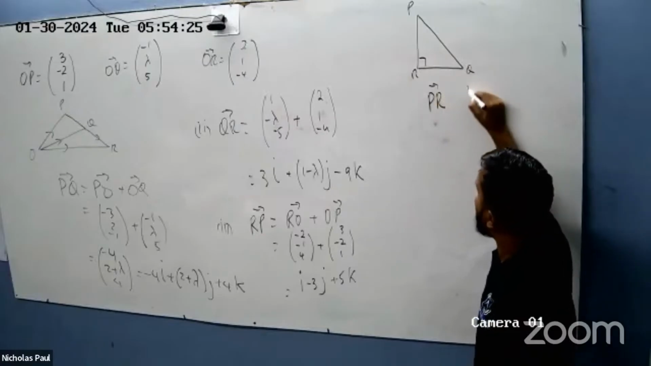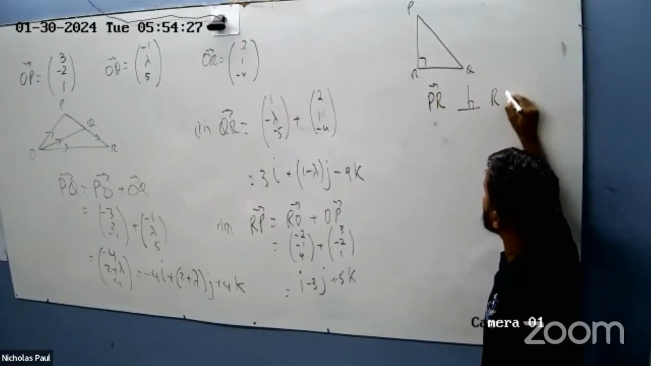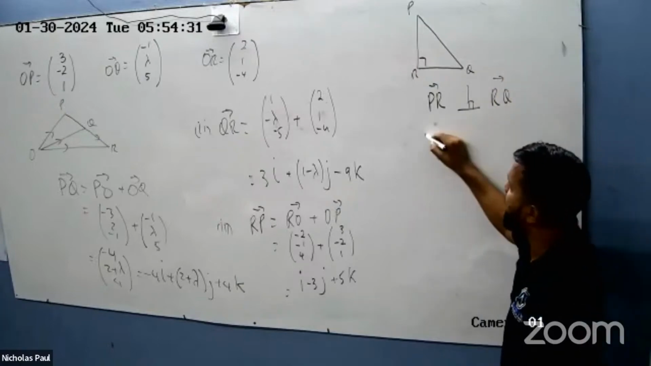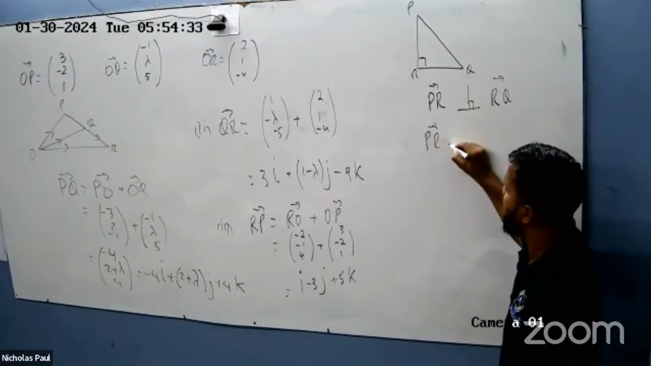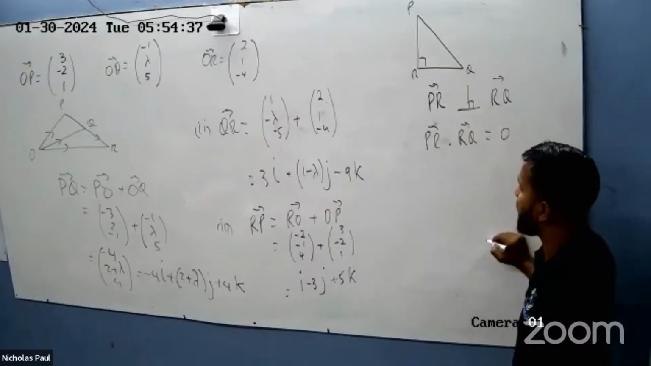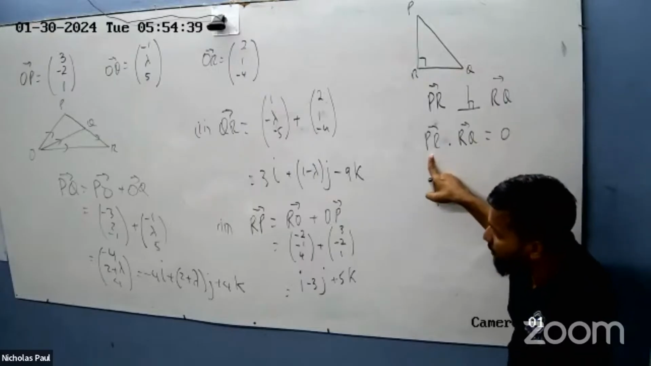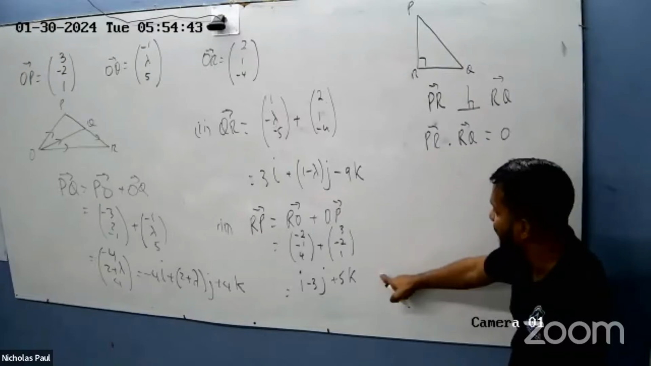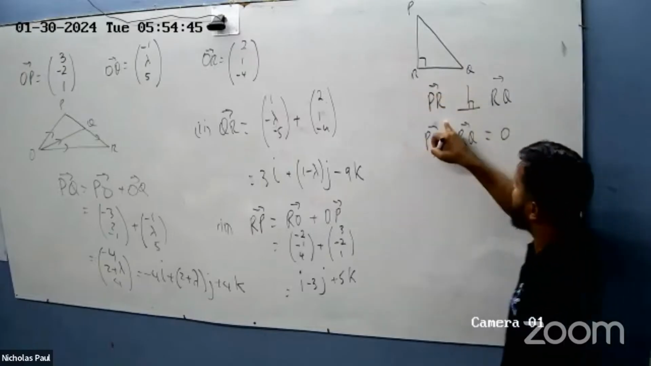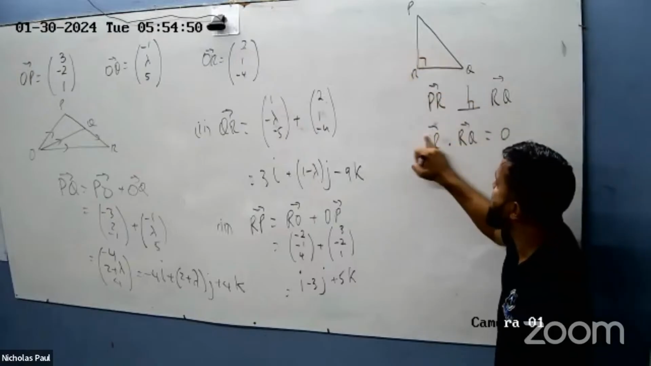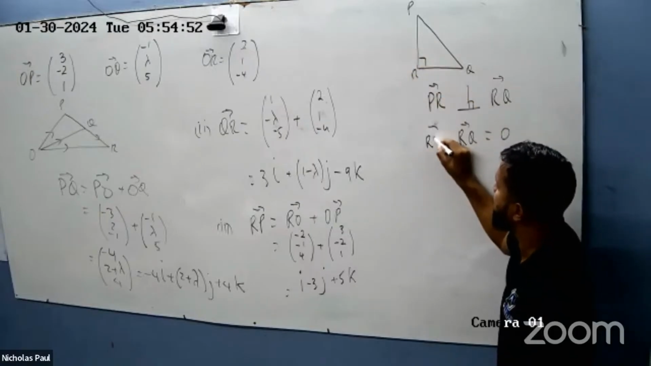Right? So PR is perpendicular to RQ. So again, if two vectors are perpendicular, then the dot product is 0. So let's go to PR. Actually, I should have written it like this: RQ dot RP is 0.